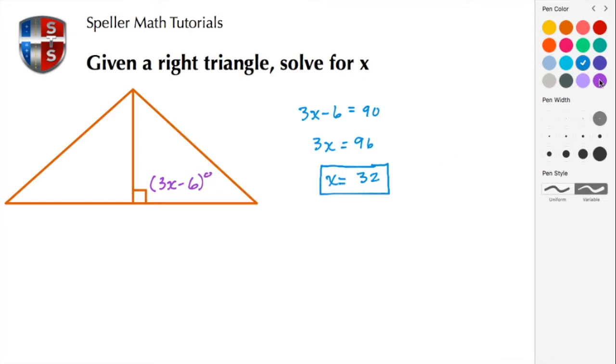Now let's verify that we have the correct answer by doing a direct substitution of 32 for the variable x. So here we have 3 times 32 minus 6, and that should give us 90. Well, 3 times 32 is actually 96, and then 96 minus 6 is 90, so here we have 90 equals 90. So we see that our calculations are correct.